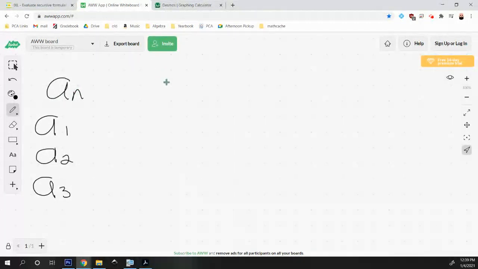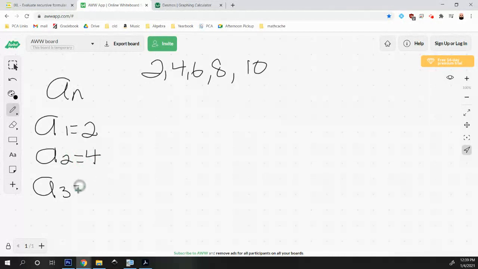Okay, so just for example, let's make a really simple sequence. Let's do evens: 2, 4, 6, 8, 10. All right, here's a sequence of numbers. a_n can stand for any of them. I don't know which one. a_1, well, that's 2 because that's my first number. a_2 is 4 because that's my second number. a_3 would be 6 because that's my third number, and so forth and so on.